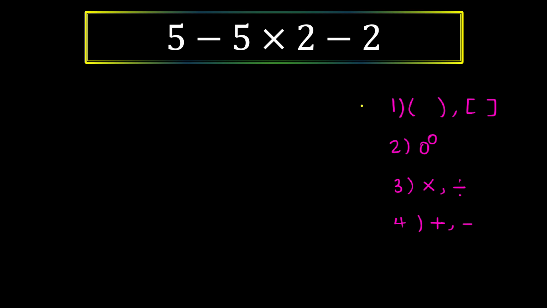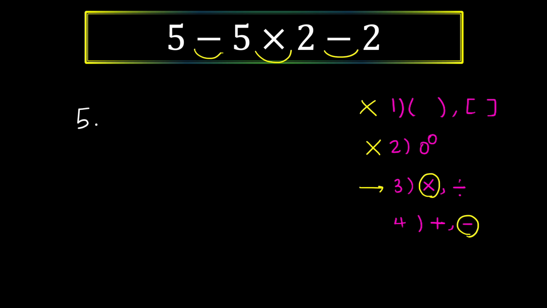In this expression, as you can see, we don't have any parentheses and brackets or exponents, so we can move on to step 3, which involves multiplication and division. And here we have subtraction and multiplication signs. And according to the order of operations rules, multiplication has higher priority than subtraction. So we need to perform the multiplication first, then do the subtraction.